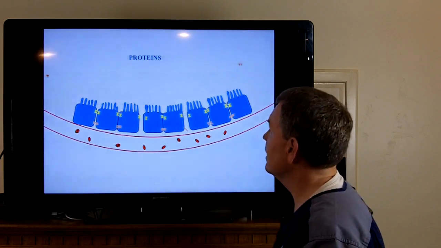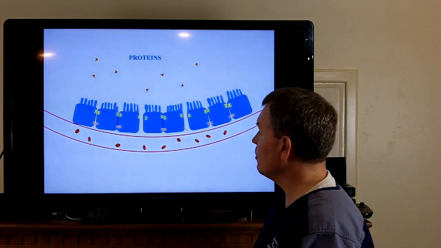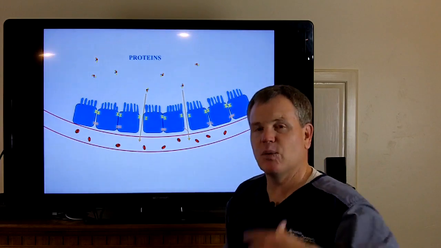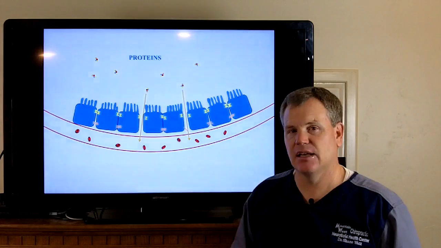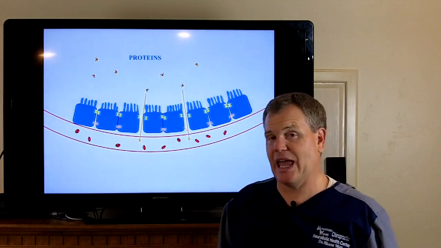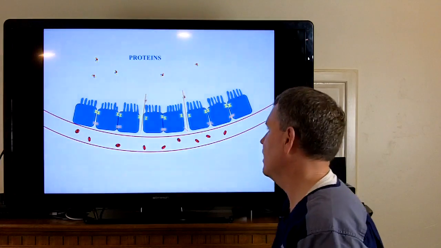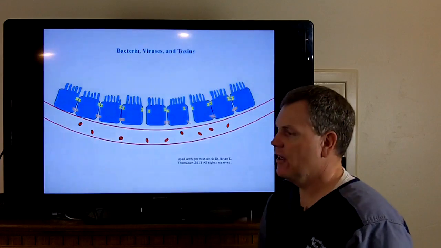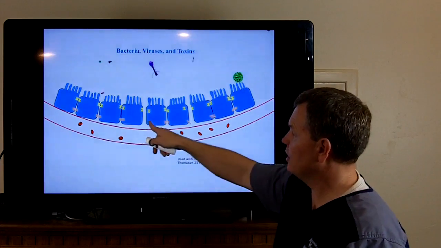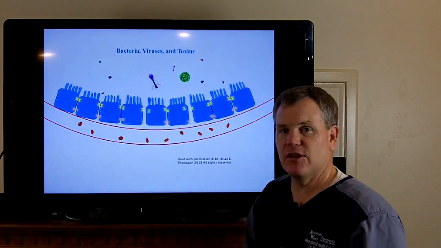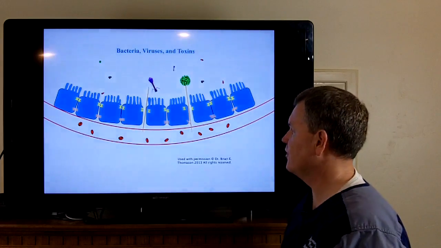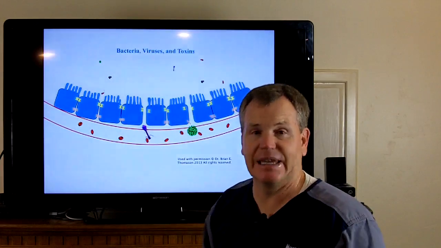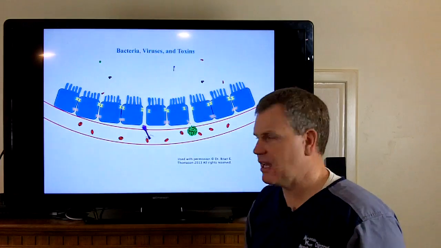Those proteins, even though they're too big, normally wouldn't get in, but see how these are separated? Now they're able to get into the bloodstream. And once they get into the bloodstream, our body doesn't like that, and it starts attacking. Other things that can happen is we get bacteria, viruses, and toxins that, because we have an open junction, now have the ability to get into our bloodstream, and we have issues. Does that make sense? A lot of times you've heard of this referred to as the leaky gut. So that's a real quick definition of what's going on.